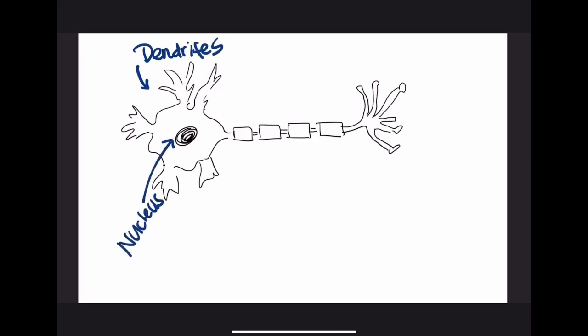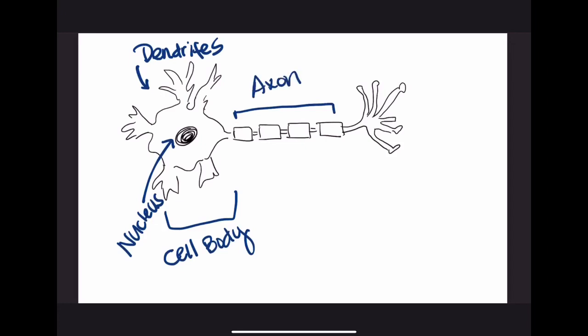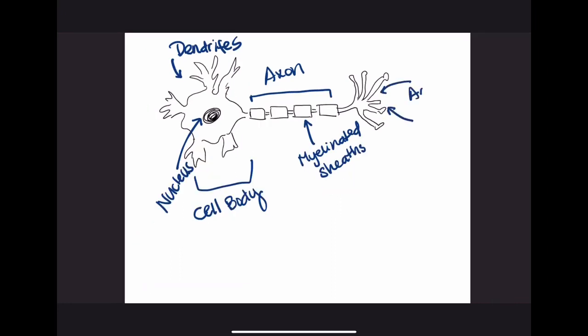So first we have dendrites, and then we have the nucleus and the cell body. Here we have the axon with the myelinated sheaths. And at the very end, we have our axon terminals. So when an action potential is received from another neuron, which is indicated by these orange arrows here, the signal travels down the axon all the way to the axon terminals.